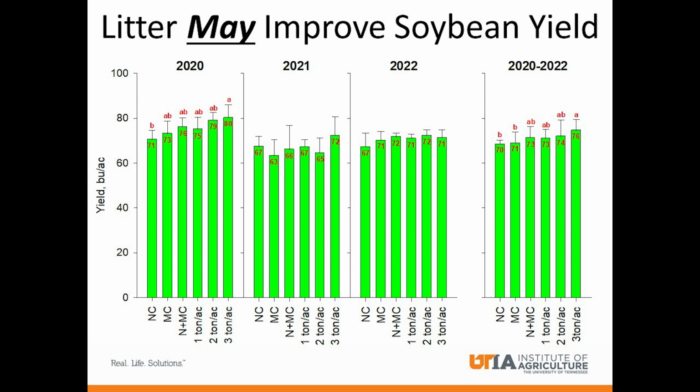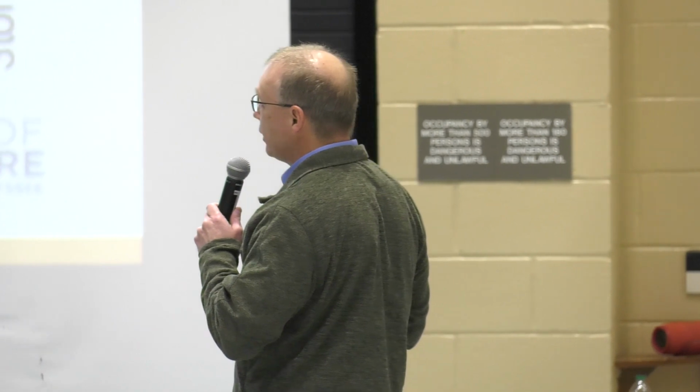So it's not just us that finds this occurrence. It's been found as far away as Brazil and Pakistan, and in states like Alabama and Mississippi, here in North Carolina, and also in Tennessee. Occasionally, you're going to get improved yield using litter as a direct fertilizer on soybeans.